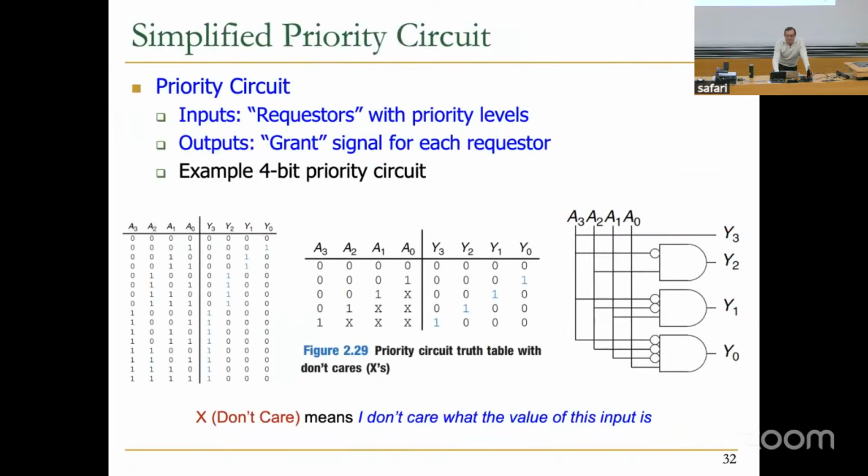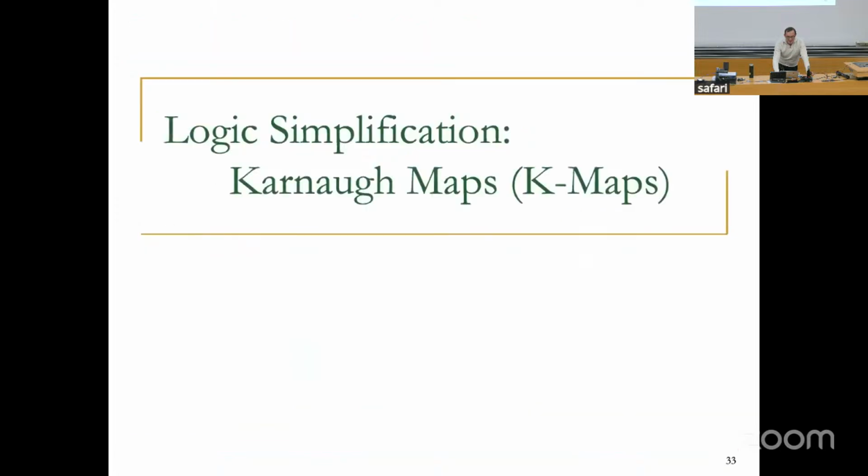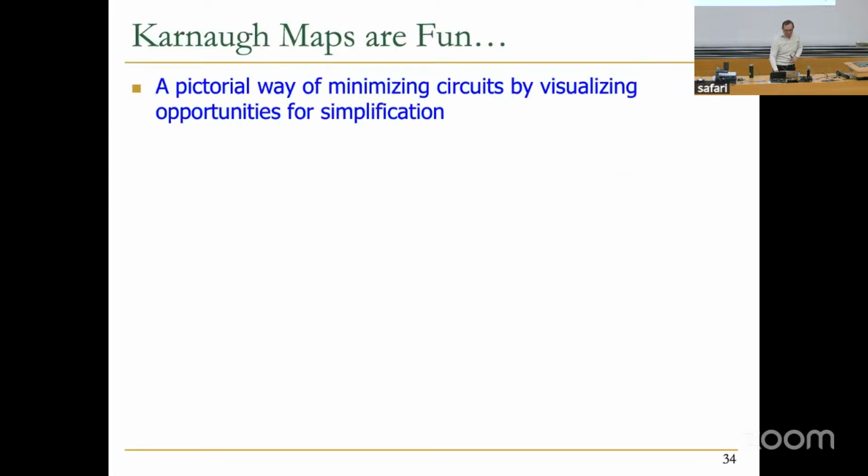What I'm not going to cover is Karnaugh maps, which is really fun, but we don't have time for Karnaugh maps, and it's not really used in general. But you can imagine a pictorial representation of minimizing circuits. Actually, this could get complicated. If you have more than 5 inputs, it's very difficult to visualize things. That's the reason why it's not used in general. But you could have a pictorial way of minimizing circuits by visualizing opportunities for simplification.